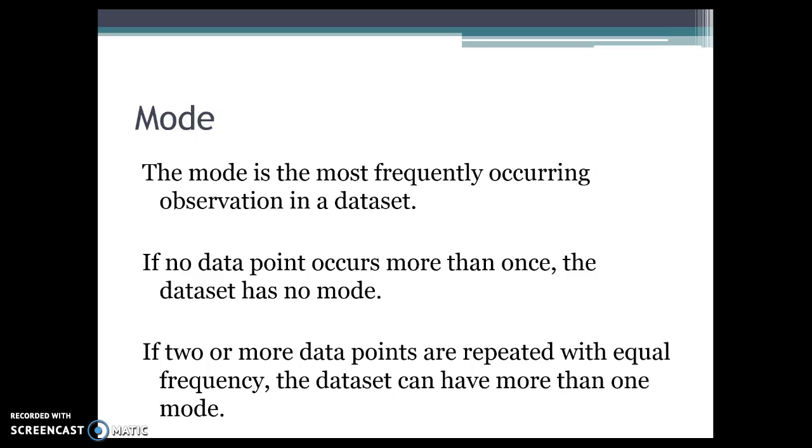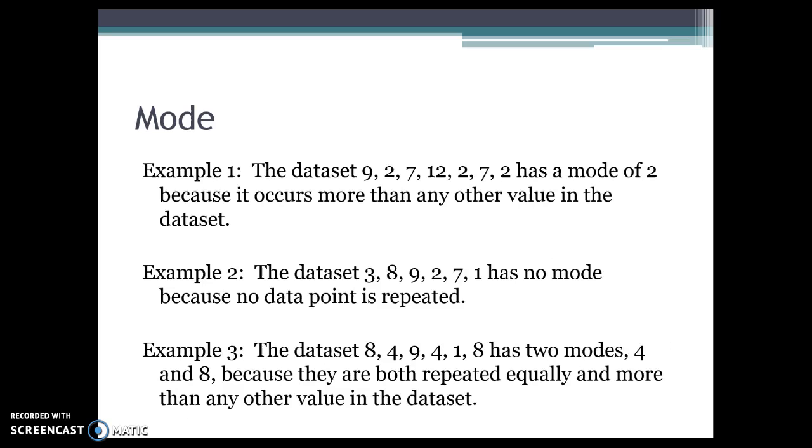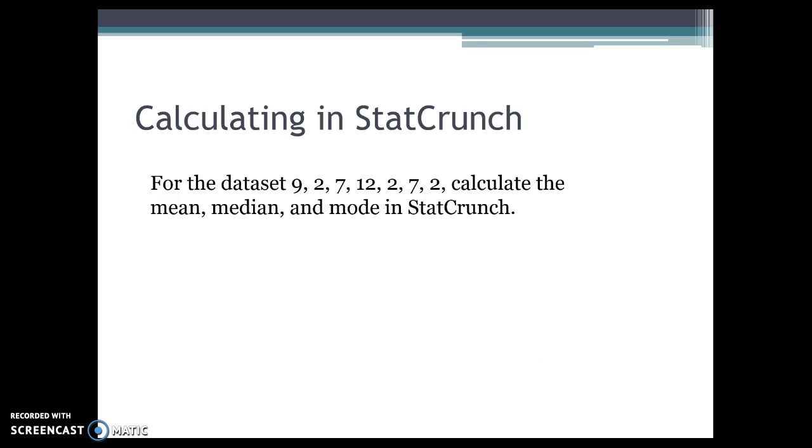The mode is the most frequently occurring observation in a data set. The thing with the mode is it doesn't necessarily have to have a mode at all. It could have one mode, or it could have more than one mode, which limits the usefulness of the mode. Here are some examples that I'm going to skip over. You can look at the PowerPoint and read it if you want to.